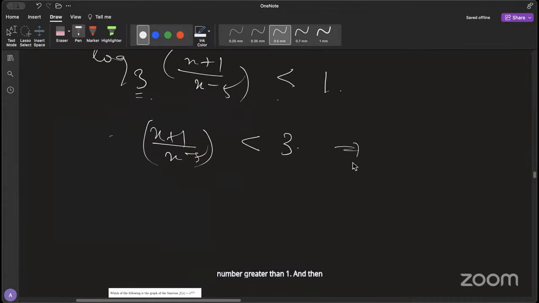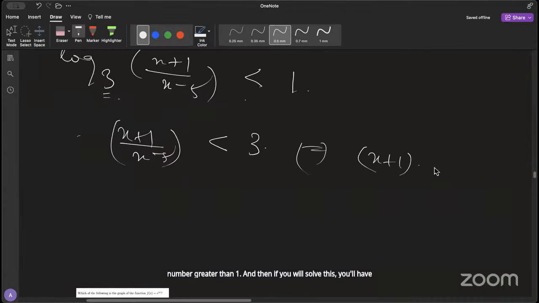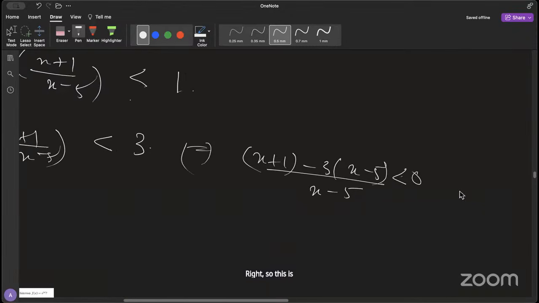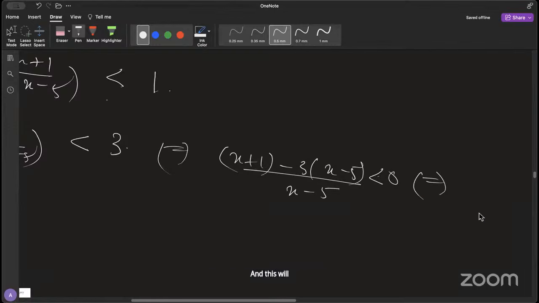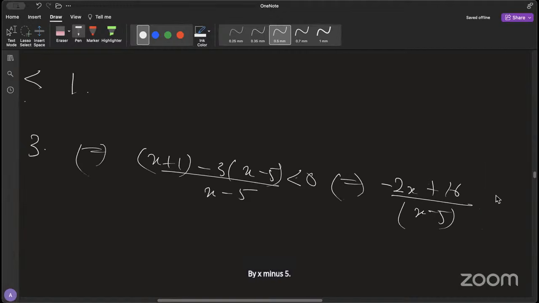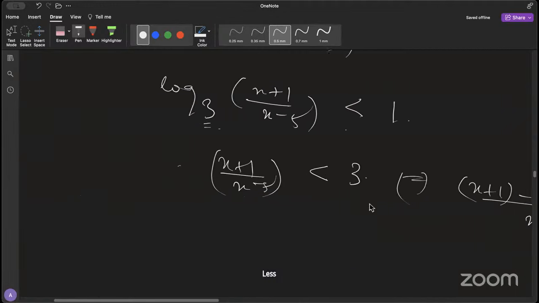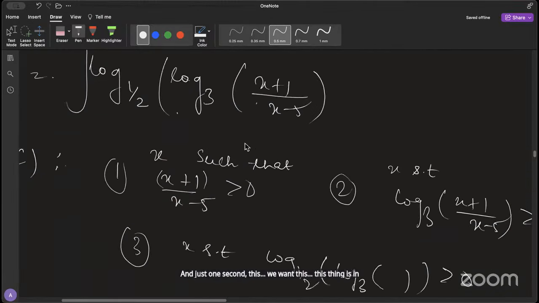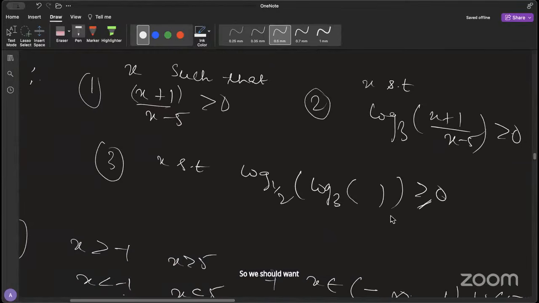And then if you solve this, you'll have x plus 1 minus 3 times x minus 5, by x minus 5. So this should be less than 0. And this will give us minus 2x plus 16 by x minus 5. We want this to be less than 0. And just one second, this thing is in the square root, right? So we should want this thing to be greater than or equal to 0.